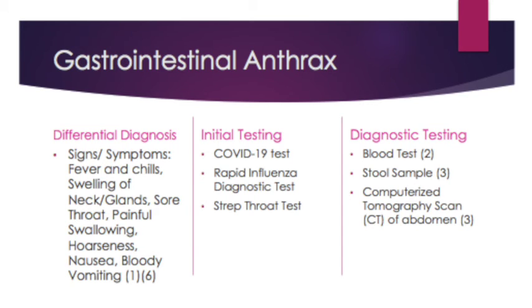Symptoms of gastrointestinal anthrax include swelling of the neck and neck glands, sore throat, hoarseness, nausea, fever or chills, and even bloody vomiting. Because symptoms can affect the body from the throat all the way to the stomach, gastrointestinal anthrax could possibly be confused with multiple other illnesses. Since many symptoms concern the neck and throat, obtaining a COVID-19 test, influenza test, and/or strep throat test can all be beneficial in ruling out these possible other infections.